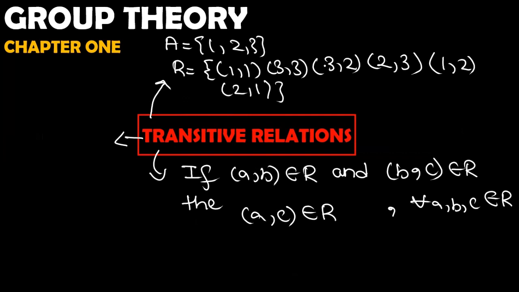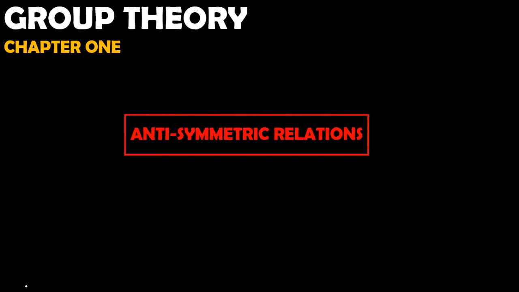The problem comes when (2,3) belongs to the relation and (3,2) belongs to the relation. That is (A,B) and (B,C) belong to the relation. We now check whether (3,3) belongs to the relation. Yes, (3,3) belongs to the relation. Now, (1,2) and (2,1) belong to the relation, which means (1,1) also belongs to the relation. It means it is a transitive relation because it satisfies the essential properties of the transitive relation, right?